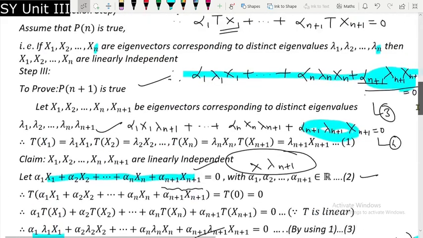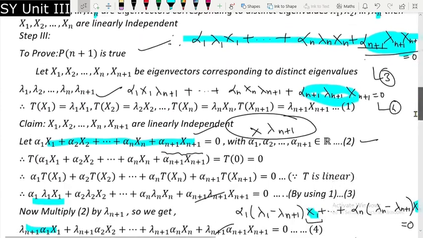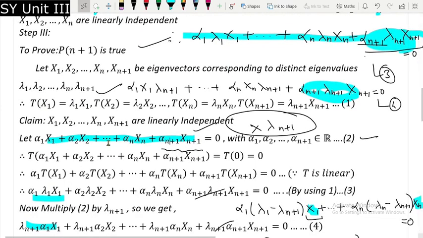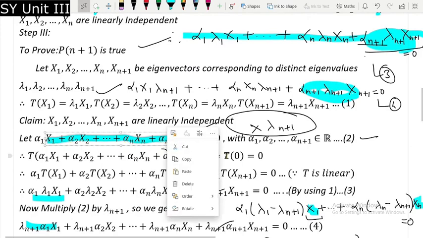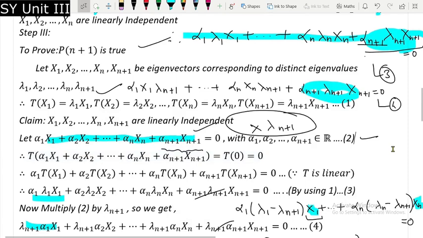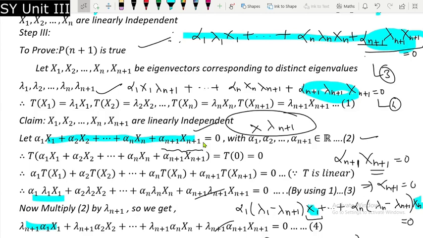Remember, what did we want to prove? We started with this equation, and we wanted to prove that alpha 1, alpha 2, alpha n, as well as alpha n plus 1 should be 0. But till now we have proved that only alpha 1, alpha 2 up to alpha n are 0. So how to show alpha n plus 1 is 0? It is easy. Simply put the values of alpha 1, alpha 2 up to alpha n in these two equations. What are you going to get? You will get alpha n plus 1 xn plus 1 equal to 0. Since this eigenvector is non-zero, this will imply alpha n plus 1 is equal to 0.